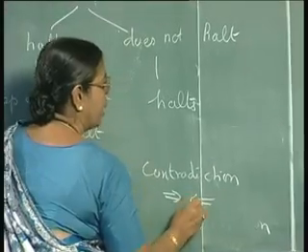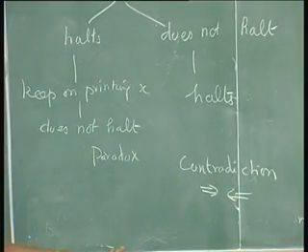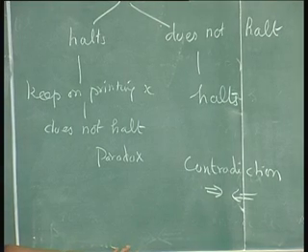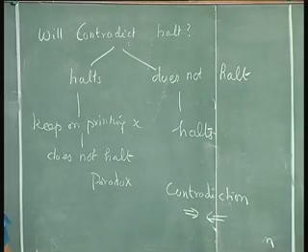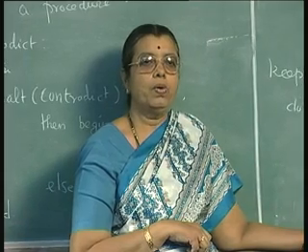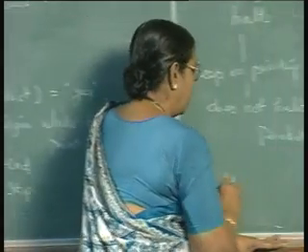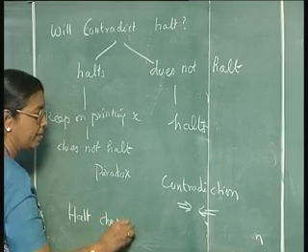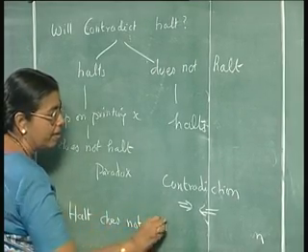So, assuming that it is possible to write a program like halt, you come to a contradiction, and so the assumption that it is possible to write a program like halt is not correct. It is not possible to write a program like halt, or halt does not exist. A procedure like halt does not exist.